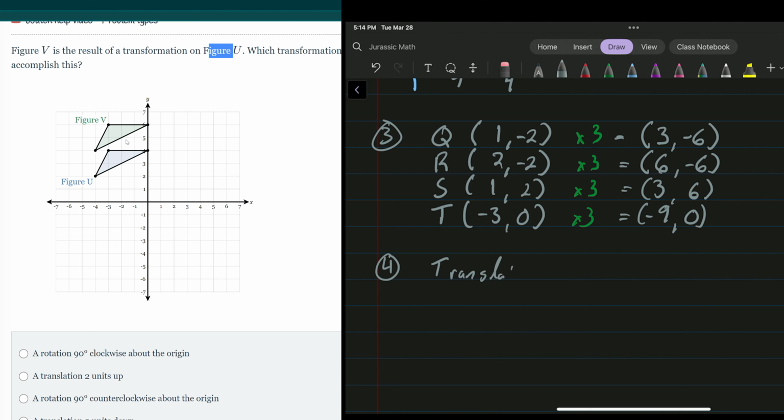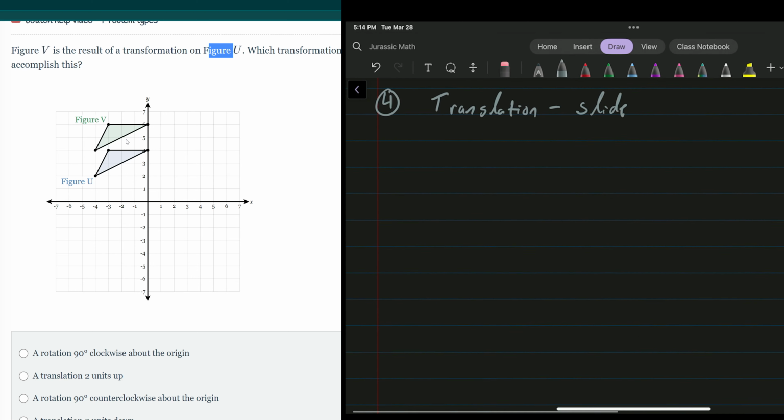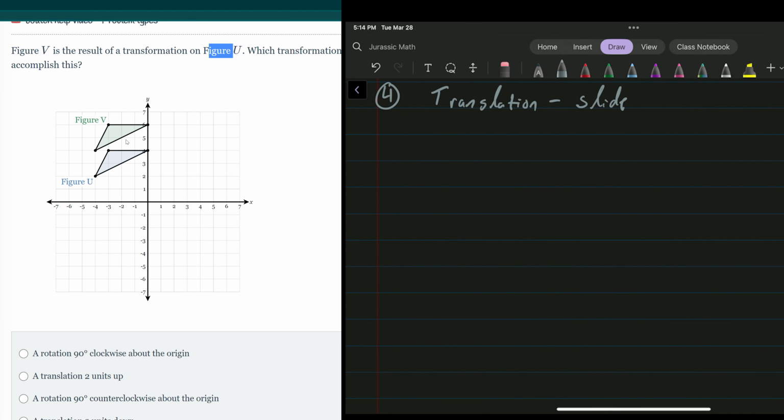Translation means to slide an object, just like I just slid my paper up. Rotation is to turn.